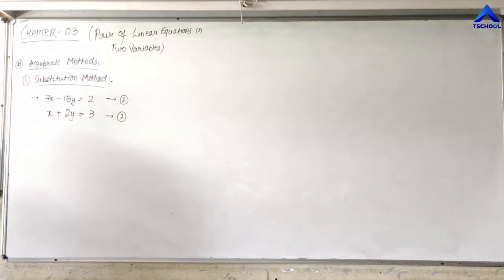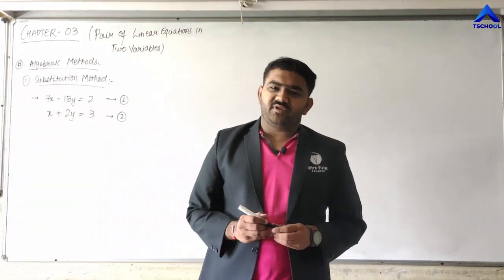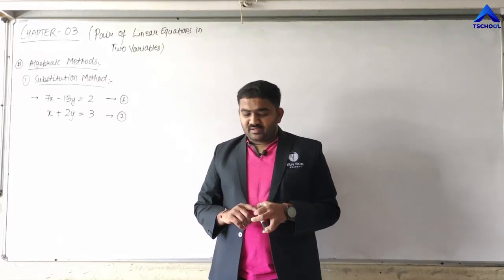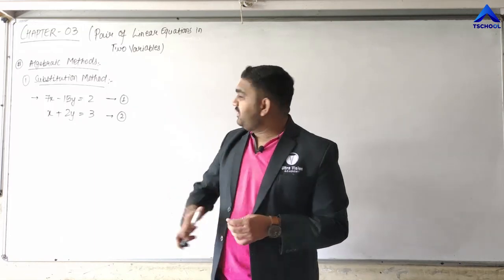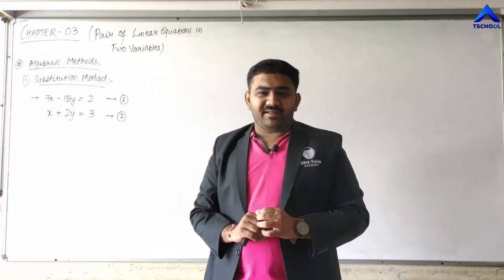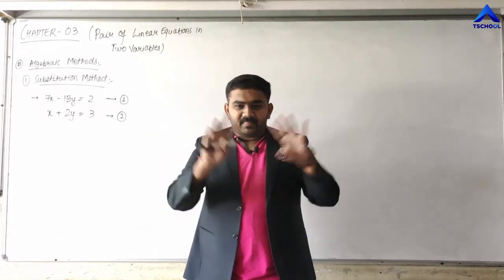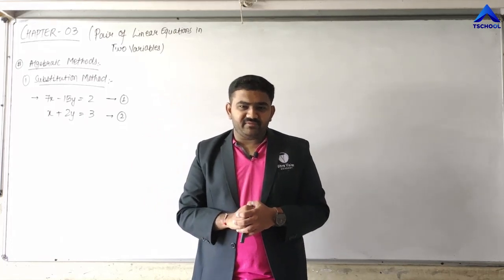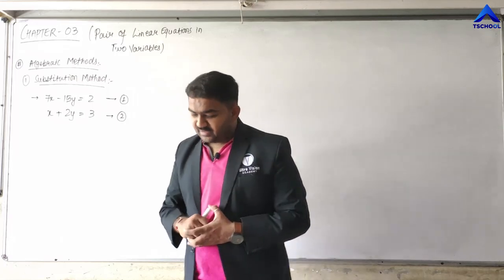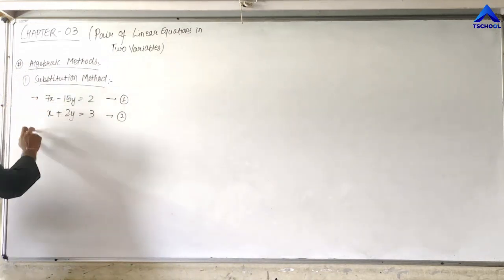Now see, we need to substitute. First of all, we need to get the value of one variable in the form of the other variable, right? If from the first equation I take out the value of x, then I will get a value of x in the form of y, then I shall substitute it in the second equation. From that I can get the value of one of the variables, and again back substituting in the first equation, I shall get the value of the remaining variable also.